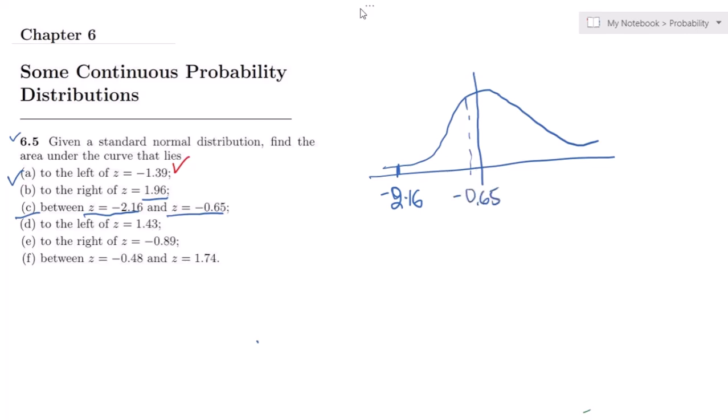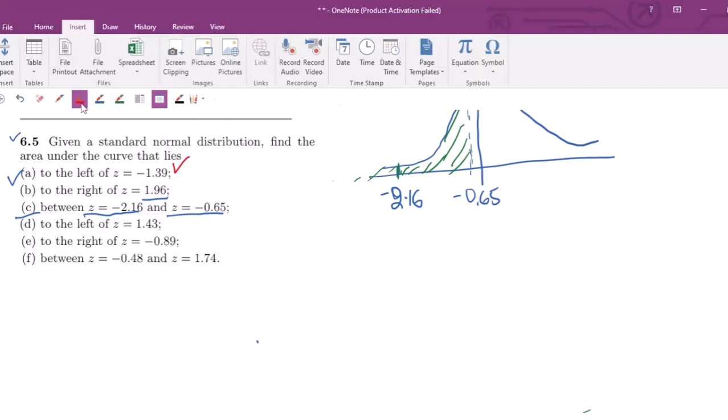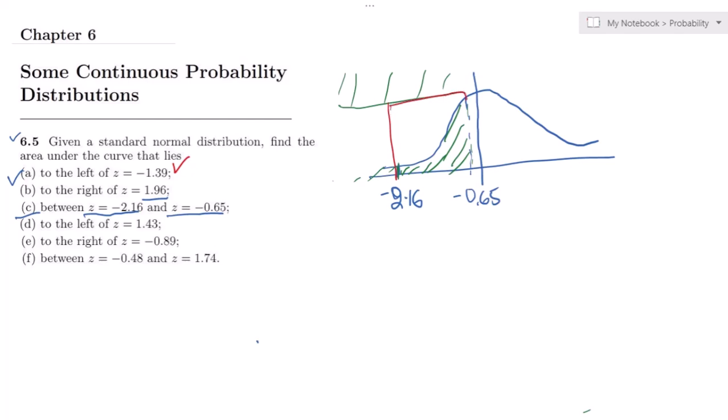Okay, so what do we have to find out? We have to find the area which lies in between these 2 points. This would be the overall area from here to here. This would be the probability that z is less than or equal to minus 0.65, while this one would be the probability that z is less than minus 2.16. In order to find this area, from it we have to subtract this one, so all of it will be removed and we will get all this area.